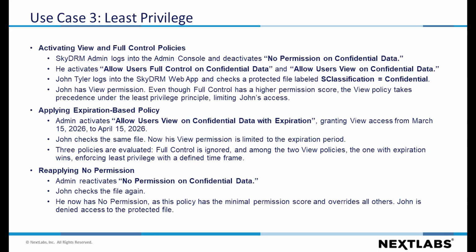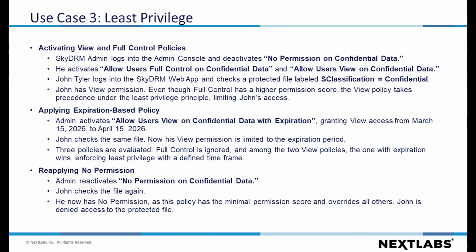Use Case 3, Least Privilege. Activating view and full control policies. SkyDRM admin logs into the admin console and deactivates no permission on confidential data. He activates allow users full control on confidential data and allow users view on confidential data. John Tyler logs into the SkyDRM web app and checks a protected file labeled S classification equals confidential. John has view permission. Even though full control has a higher permission score, the view policy takes precedence under the least privilege principle, limiting John's access.